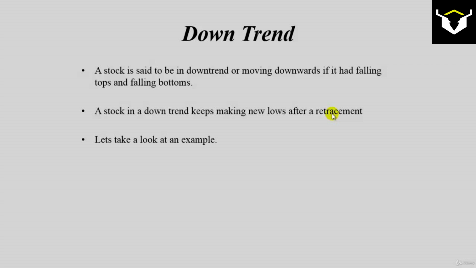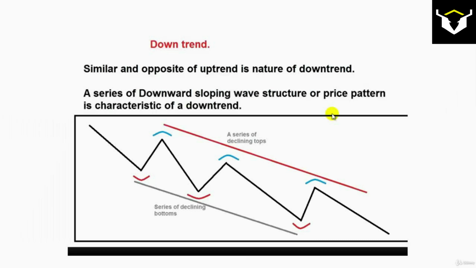Let's take a look at theoretical price structure. This is how an ideal downtrend should look like. Similar and opposite of uptrend is the nature of downtrend. A series of downward sloping wave structure or price pattern is the characteristic of downtrend. You can see it has a series of falling tops along with a series of falling bottoms.